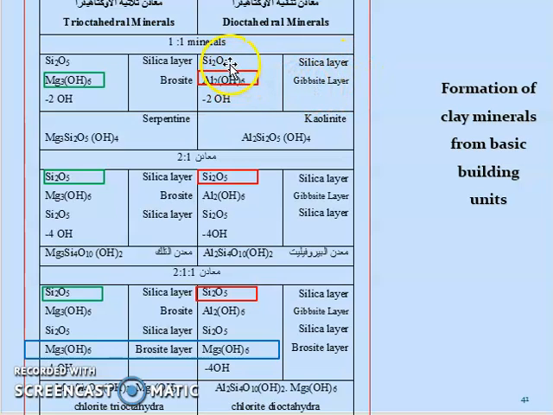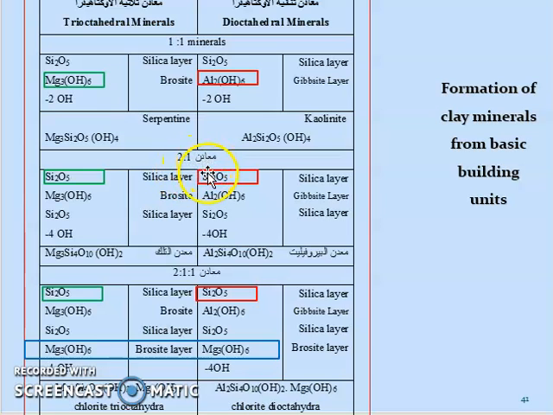If you have a 1-to-1 mineral, you have a layer of silicate and a layer of gibbsite. When these join together, 2 OH should be lost, and then its chemical structure should be Al2Si2O5(OH)4. This mineral is called kaolinite. On the other hand, if there is a brucite layer, the structure would be Mg3 instead of Al2 because it is a trioctahedral mineral: Mg3Si2O5(OH)4. This is called a serpentine mineral.